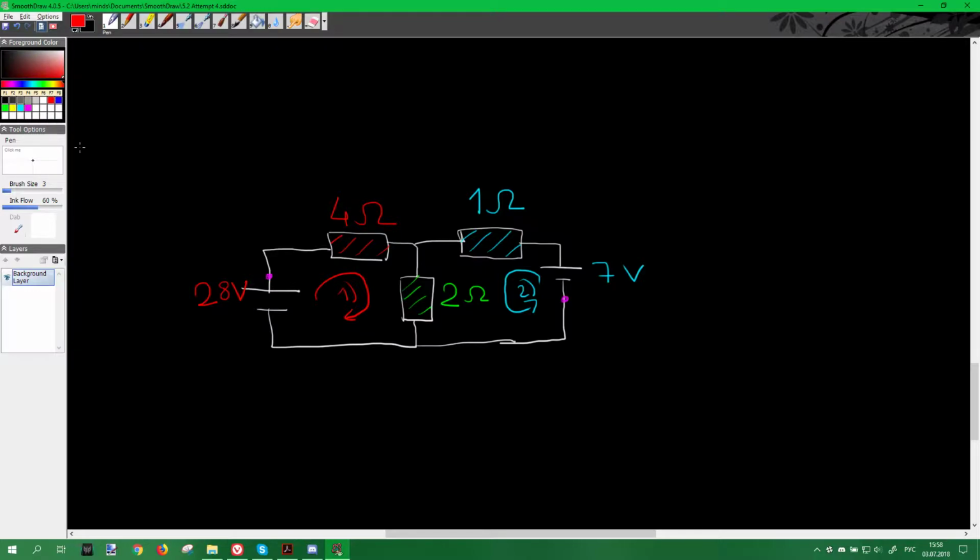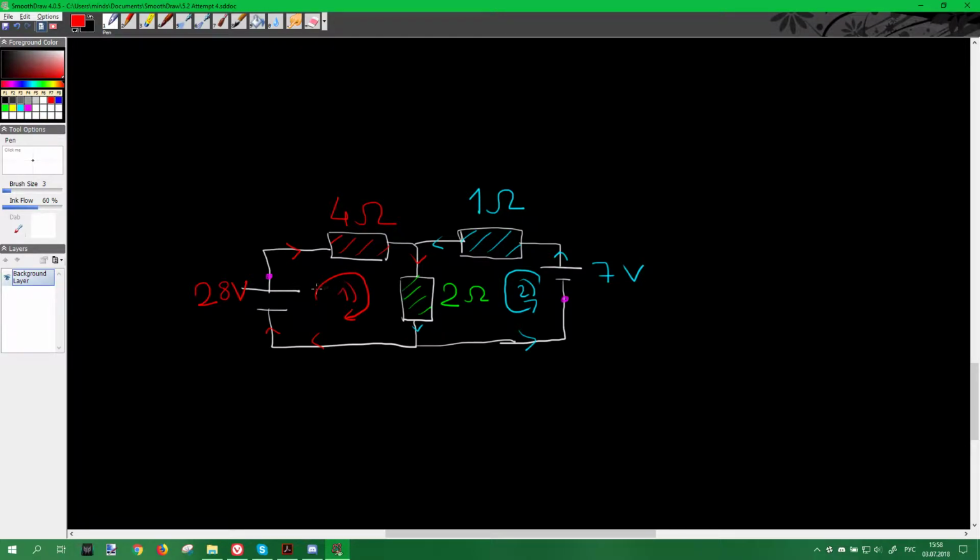Finally, we need to identify the current direction in each of the loops. So for example, here current can go from here, here, here, here. And in the second loop, current goes from here, here, here, here, and back to the battery. Okay, question is, why did I choose these directions for the loop and for the current? It's totally random. You could choose a different one, and you would get the same answer. It doesn't matter. I just want to choose this one, so I'll go with it.